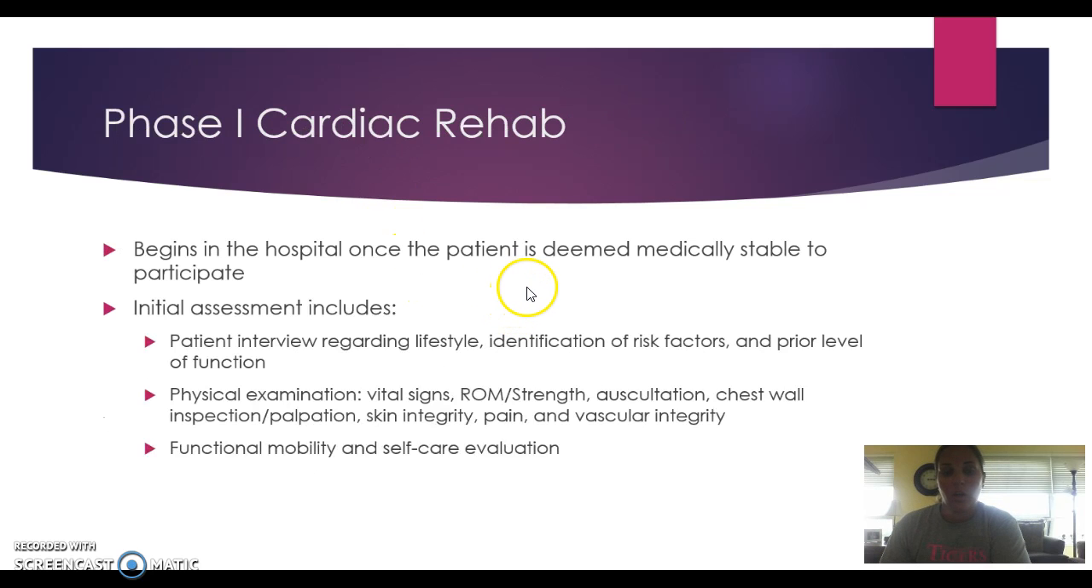Phase 1 cardiac rehab begins in the hospital once the patient is deemed medically stable to participate. Initial assessment includes patient interview regarding lifestyle, identification of risk factors, and prior level of function. Physical examination is vital signs, range of motion, strength, auscultation, chest wall inspection, palpation, skin integrity, pain, and vascular integrity, as well as functional mobility and self-care evaluation.